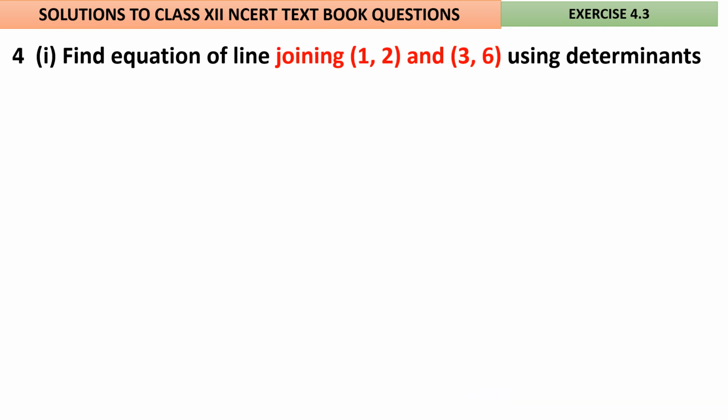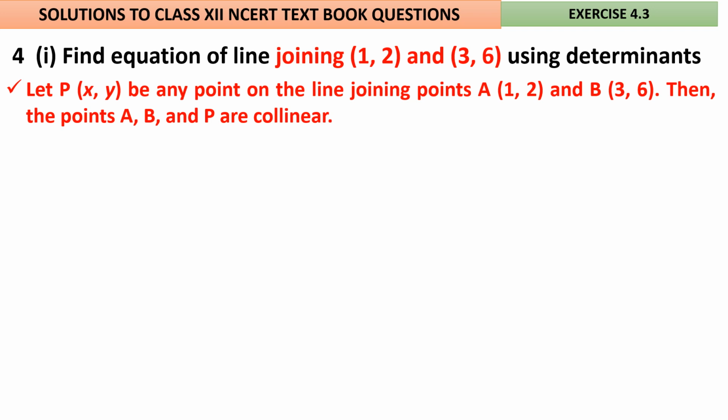Find the equation of the line. Now you see, whenever the points are not collinear, they will definitely form a triangle. If they are collinear, they form a straight line. That straight line will have an equation. Now we are going to show that. Find the equation of the line joining them using determinants.